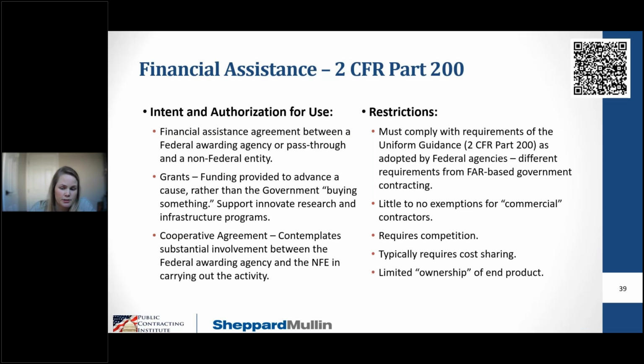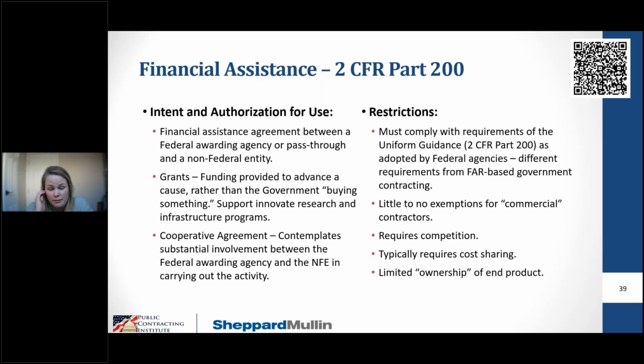Grants and cooperative agreements are treated the same under the regulations. The only difference is the level of government involvement in the project. With a cooperative agreement, there's this agreement that the government's going to be a lot more hands-on and involved in the project. Some restrictions: they may not be subject to the FAR, but they're still subject to stringent government regulations under the Uniform Guidance and agency adoption. There's little to no exemptions in this world for commercial contracting. It's just generally not recognized. And there's still some competition and some cost sharing requirements as well.